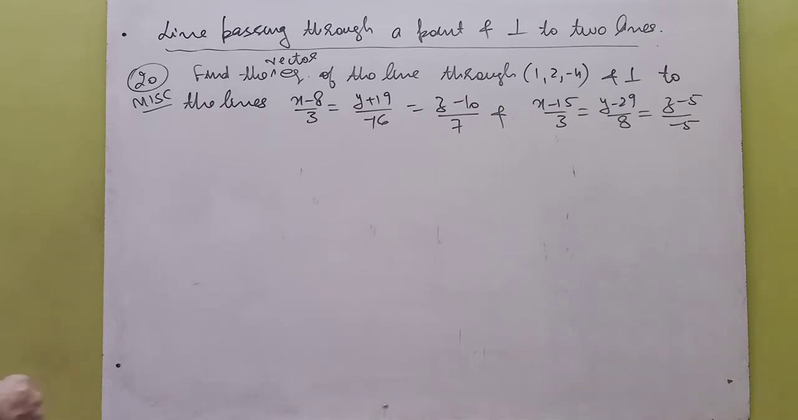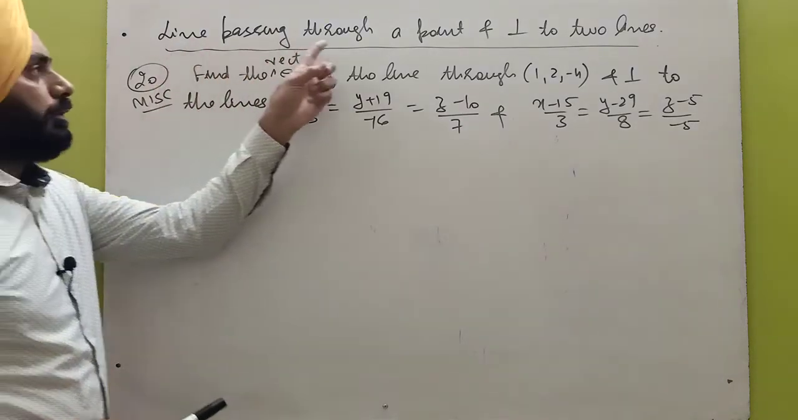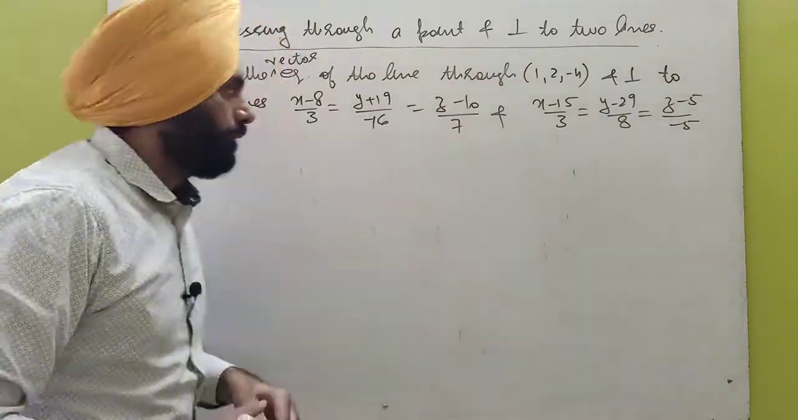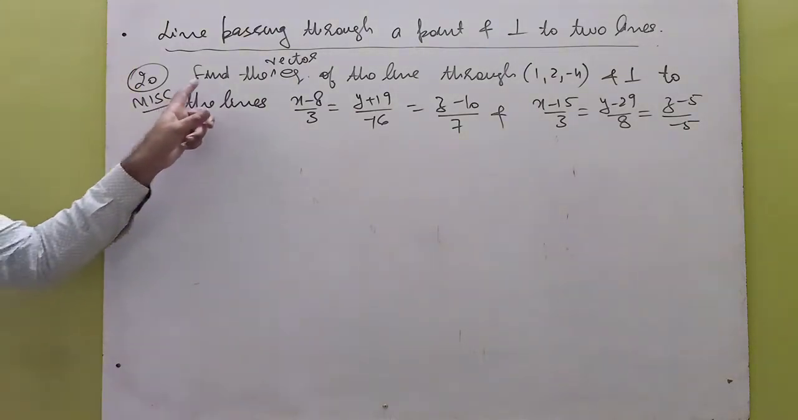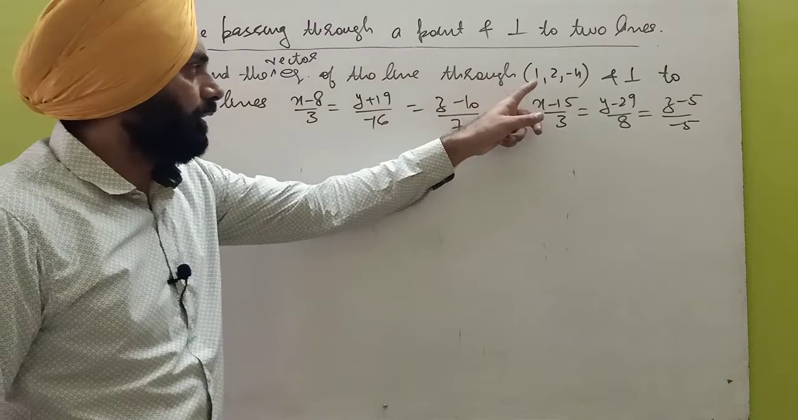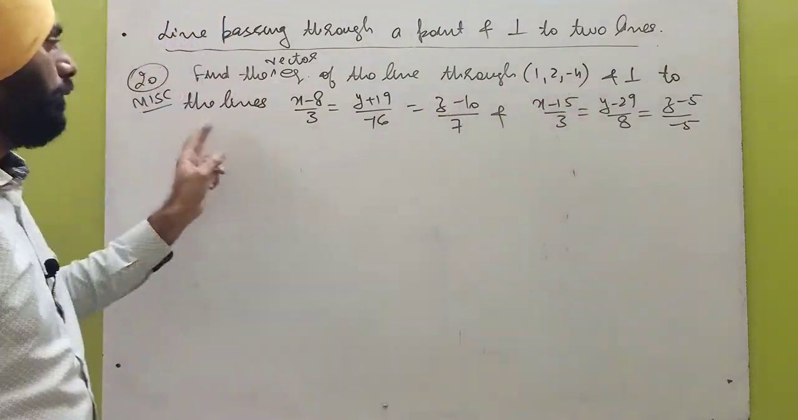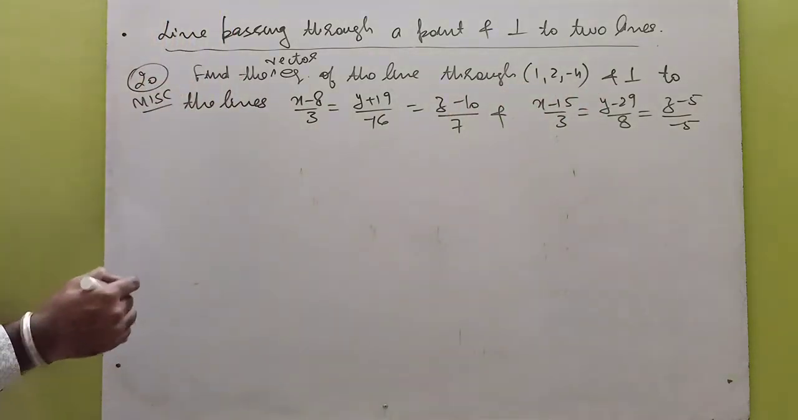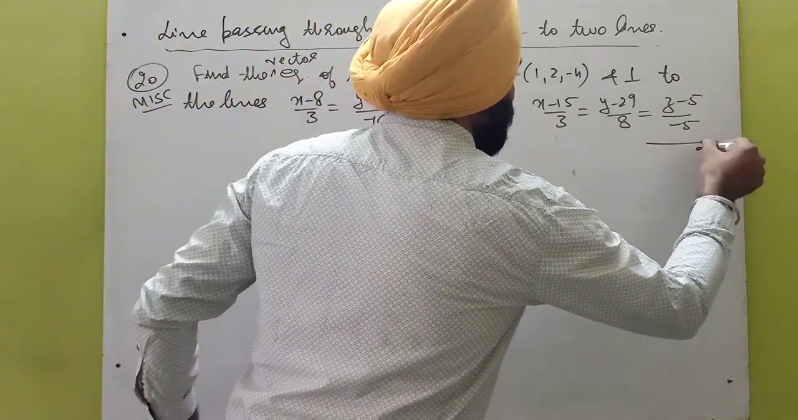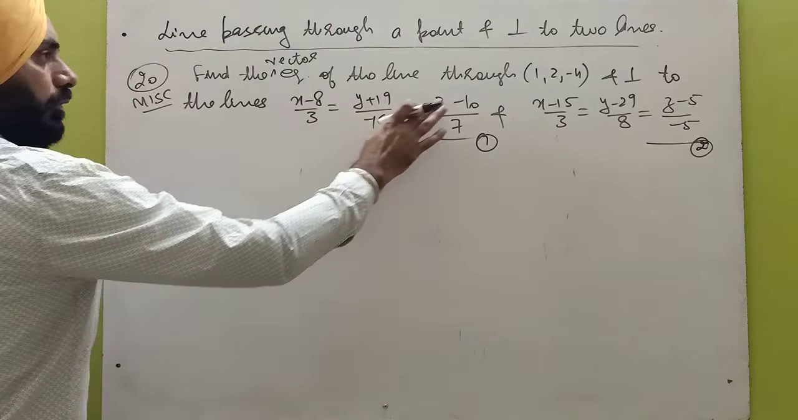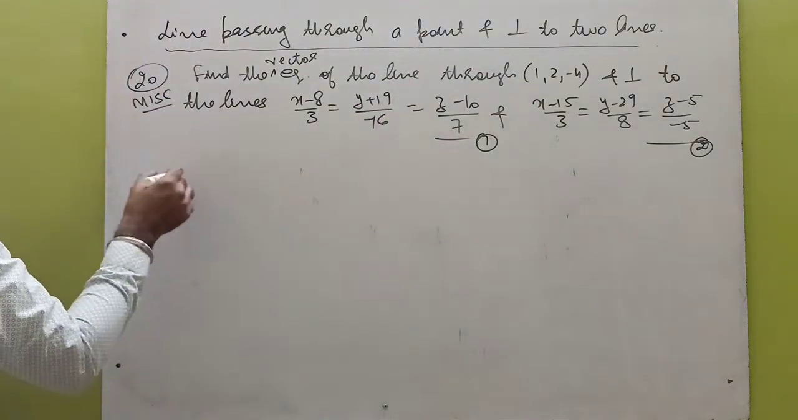Now there is a very important concept: a line passing through a point and perpendicular to two lines. For this, consider question number 20 of the miscellaneous exercise. Find the vector equation of the line through the point 1, 2, minus 4 and which is perpendicular to these two lines. So first of all, let us take these lines as number 1 and number 2. We have to find the equation of the line passing through one point.